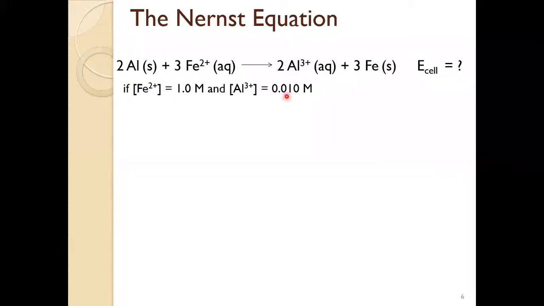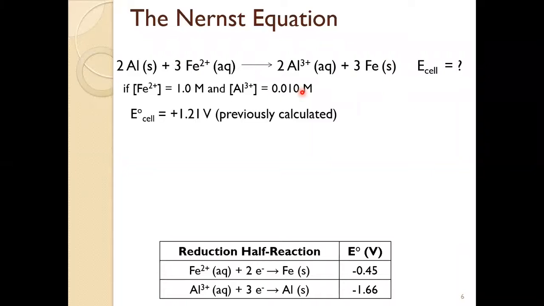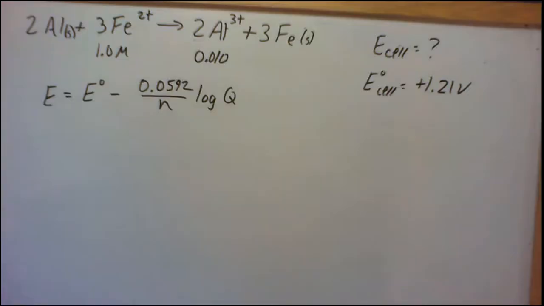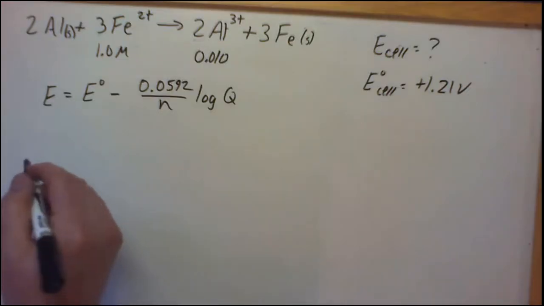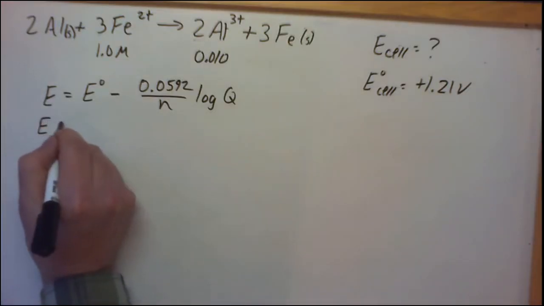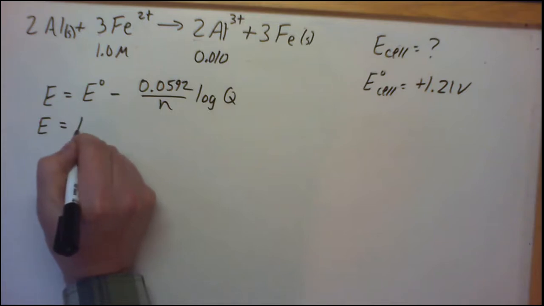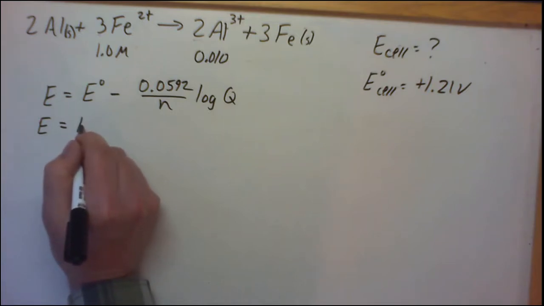In another very similar example, we have the reaction between aluminum and Fe2+ under non-standard conditions, and we have to calculate the cell potential under these non-standard conditions. So we use our Nernst equation. For the Nernst equation, we need the cell potential under standard conditions, which we previously calculated as 1.21 volts. We plug in what we know into the Nernst equation. The cell potential under non-standard conditions is equal to the cell potential under standard conditions.